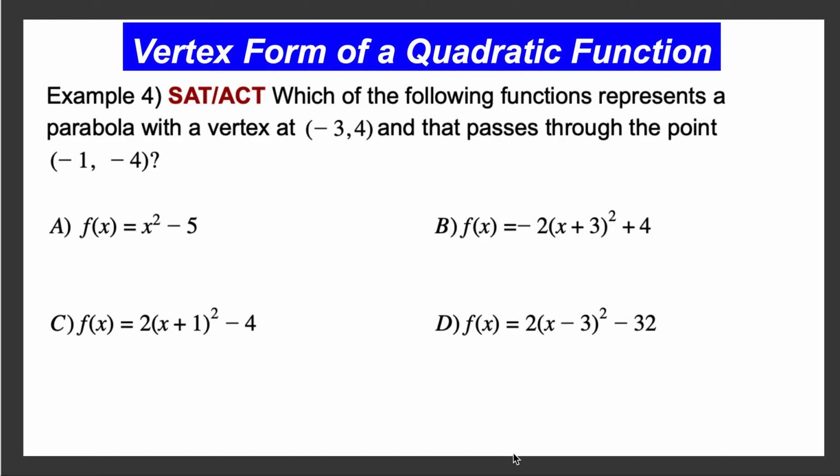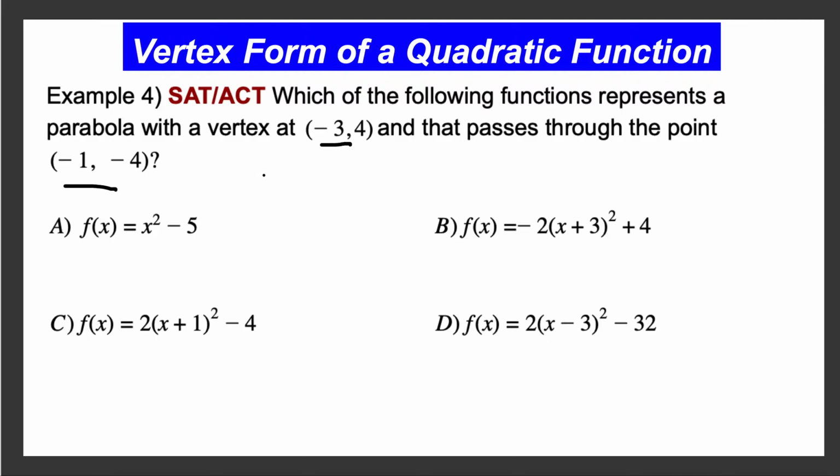Vertex form of a quadratic equation, but here is an example that is in the SAT or ACT. Which of the following functions represent a parabola with a vertex at (-3, 4) and that passes through the point (-1, -4)? So here we can solve this. We can find out with these two pieces of information, the vertex and the point.